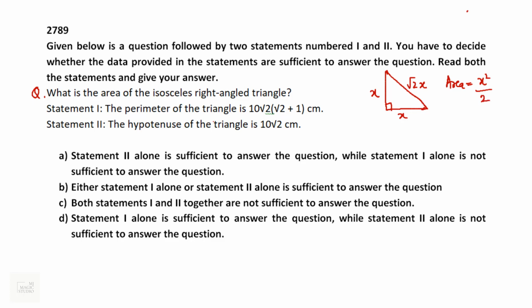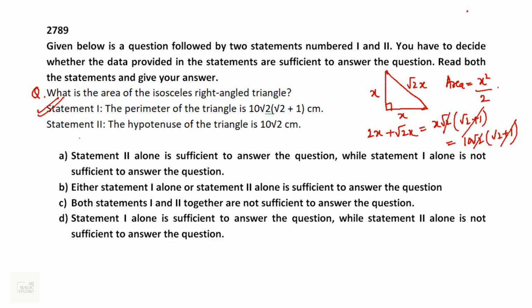Statement 1 says perimeter of the triangle is this. Now the perimeter of the triangle would be 2x plus root 2x, that is x root 2 common, root 2 plus 1, and that is given as 10 root 2 into root 2 plus 1. Yes, we can very easily find the value of x and we can find the area. That means statement 1 alone is sufficient.